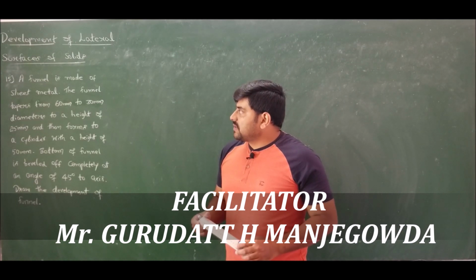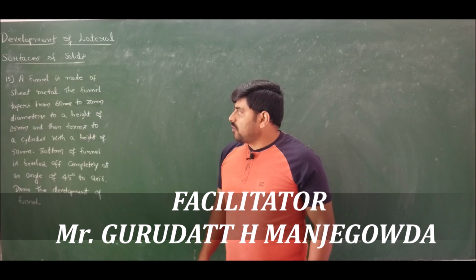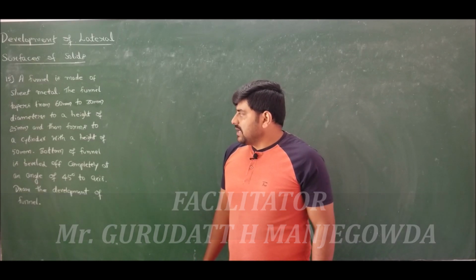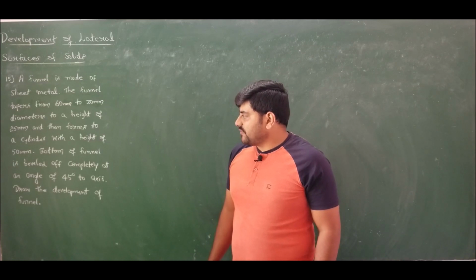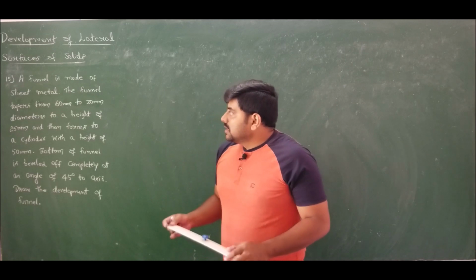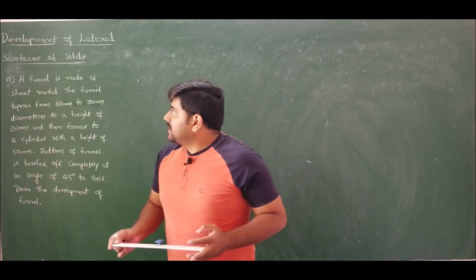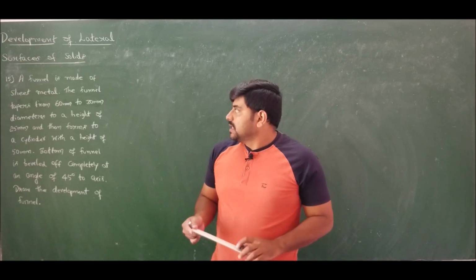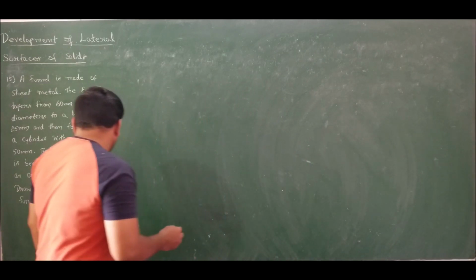The funnel tapers from 60 mm to 30 mm diameters over a height of 25 mm and then forms a cylinder with a height of 50 mm. The bottom of the funnel is beveled off completely at an angle of 45 degrees to the axis. Draw the development of the funnel. The final problem of our discussion on development of lateral surfaces of solids is based on a funnel. People might already know the meaning of funnel.